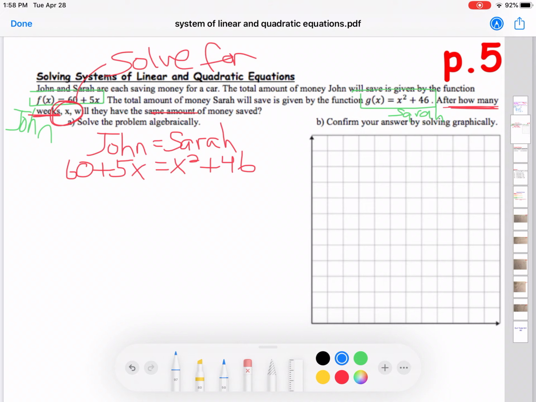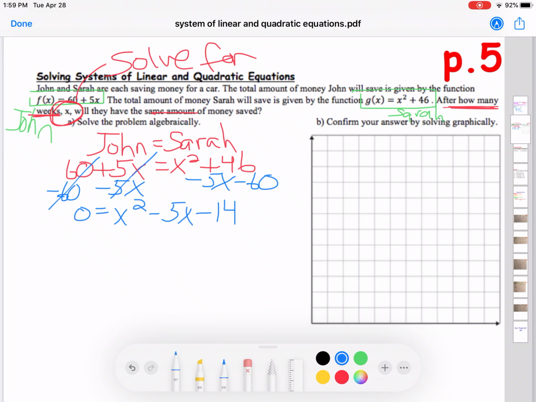So I'm going to move everything over here to the right side. So I'm going to subtract 5x from both sides. And also at the same time, let's go ahead and move the 60. So we're left with 0 equals, bring down the x squared, bring down the minus 5x, because there are no like terms to go with those, but we can combine 46 minus 60 to be minus 14.